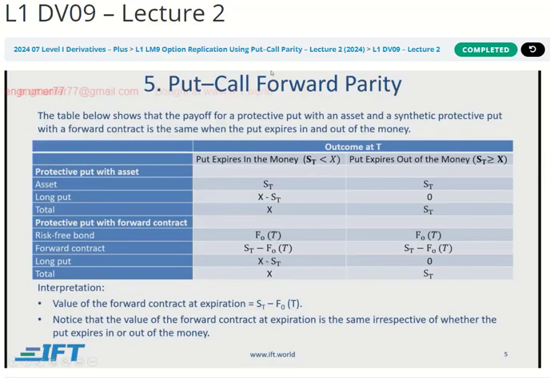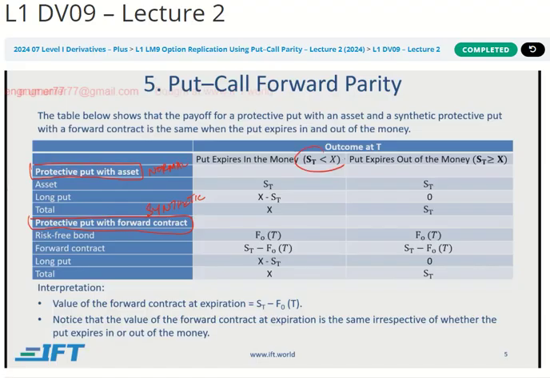Now let's check whether a protective put and a synthetic protective put are the same or not. So this is a normal protective put, which is a put option and the asset, and this is a synthetic version, where instead of the asset we have a forward contract and a risk-free bond.